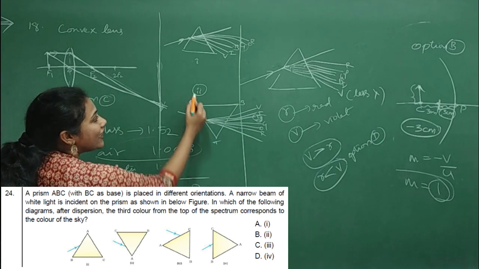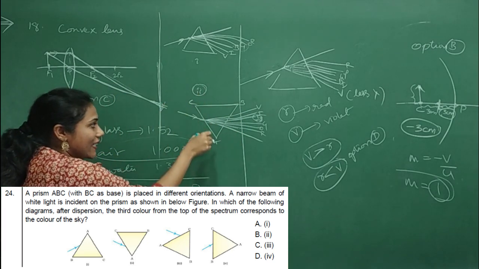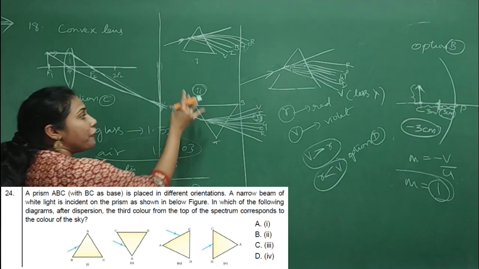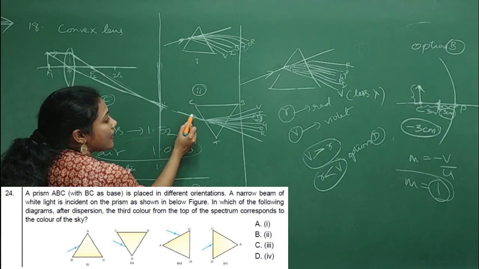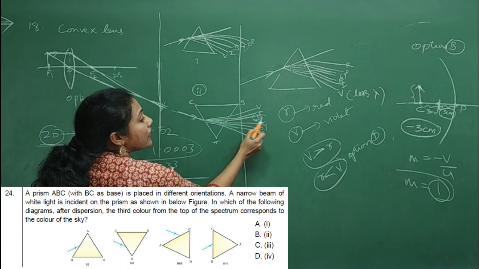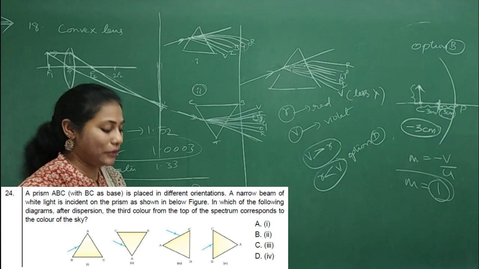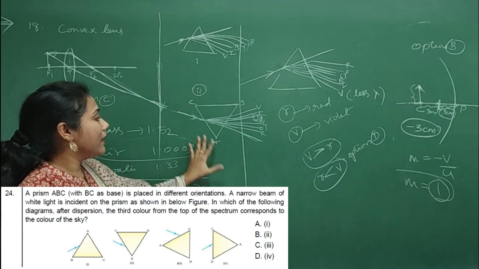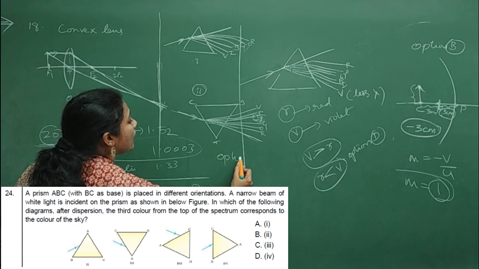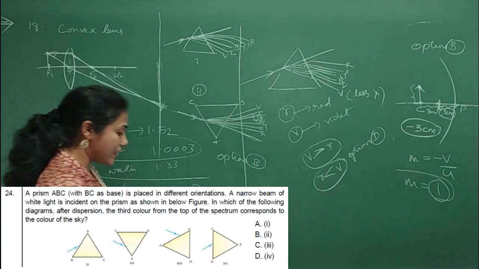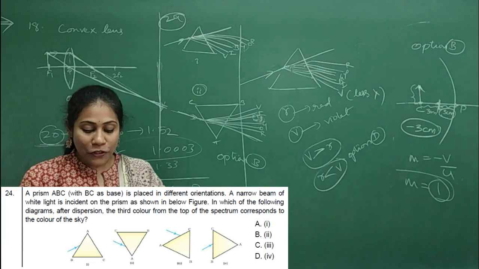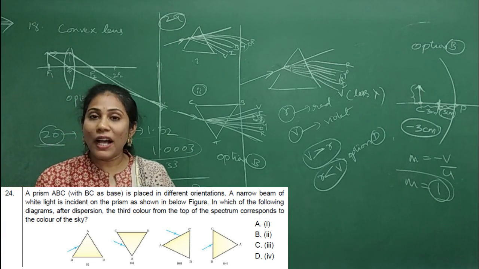Say, I think the incidence as mentioned in figure number 2 matches. Say, if an incident ray is something like this in this particular prism, then after dispersion, from top if you come, the third color is going to be blue, right? So here the second diagram matches with the information given in the question. So option B is the correct answer for 24th question. This is all about 24th question. Okay, so it is a completely conceptual question, you have to be careful.